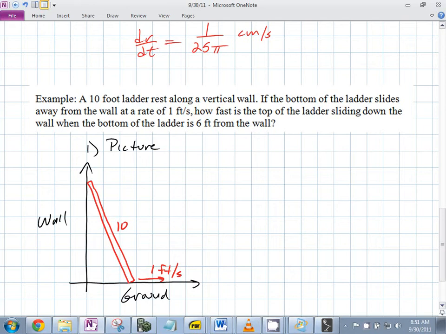So what do we need to relate together here? Distance from the wall and distance down the wall? Yeah, that's a great way to say it. So we need to label. So we drew a picture. Our second step is going to be to label things. What do we need to label? How many variables do we need? 2 of them. What's one variable we could use?